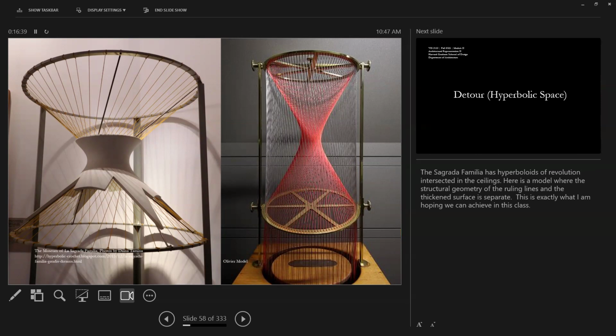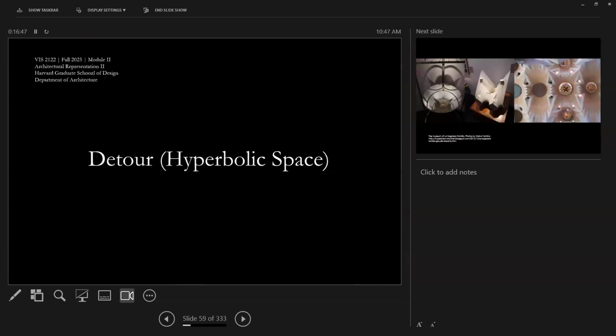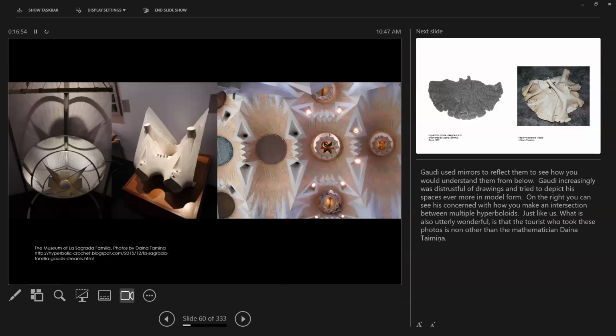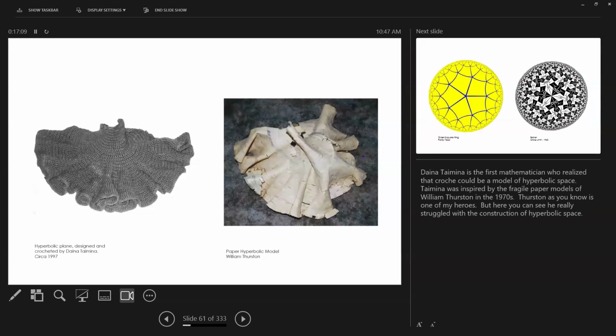Okay, so these models actually disseminate, and have a huge impact on a lot of people. I have a slight detour here before I return to hanging chain models. There's this mathematician I very much like, Daina Taimina, who's the person who depicts a lot of hyperbolic space. And she is the one that took these photographs of the Gaudi models that I'm showing you right now. I found them on her website. She used to work with William Thurston, who is my favorite mathematician, a very kind man.